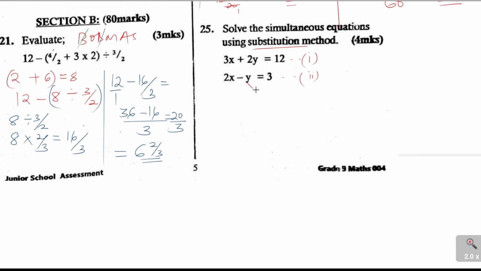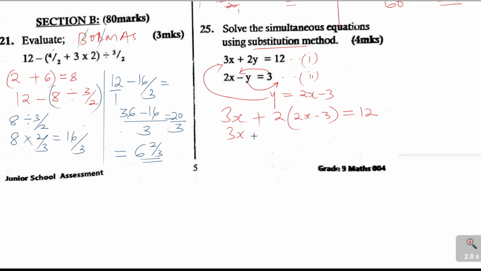So I will make y the subject by taking y to the right hand side and taking the 3 to the left hand side, so that y is equal to 2x. When I take 3 to the other side, I get -3. So you make y the subject using equation 2, and then you substitute this value of y in equation 1. So you take equation 1, 3x plus 2, now you have y as 2x minus 3. You substitute y in the first equation, and this should give 12.